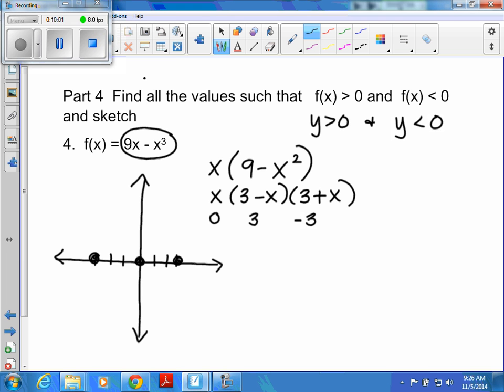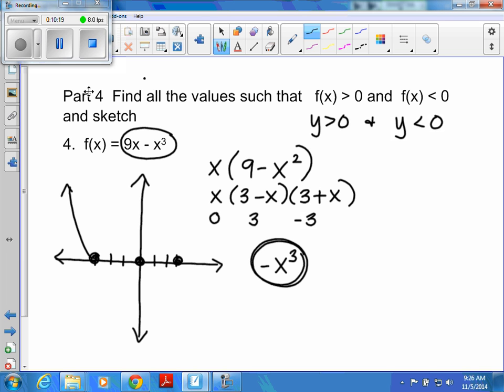Okay, now comes that end behavior. I know my highest power is a negative x to the third. What kind of a start does it have if it's negative and odd? Negative and odd. It starts up because it's negative and odd.